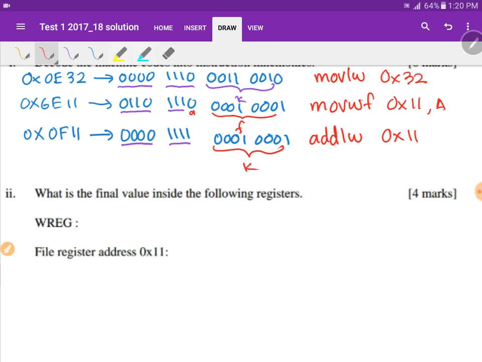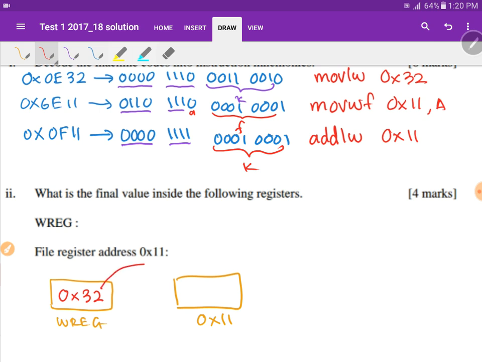So let's use a visual aid. Let us draw so that we know what is actually happening. So we have the working register, and we have file register address 11. Let's go through each one of these instructions. The first instruction is move literal value hex 32 into working register. So you are loading hex 32 into working register. What is the next instruction? You move the content of working register to file register, which is at hex 11. You're moving it, like copy and paste. So inside hex 11 you also have hex 32.